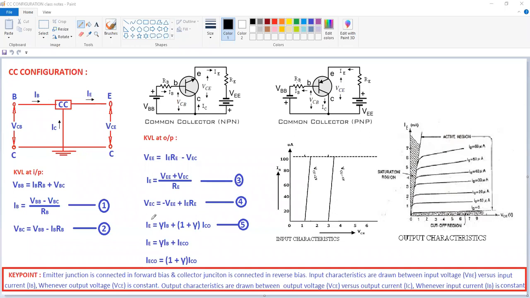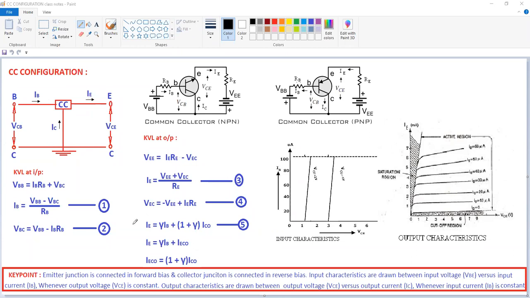Output current is IE, and here we are going to represent the gain with gamma. So output current is equal to the gain into input current. Input current for this is IB. So IB plus 1 plus gain. Gain means gamma into reverse saturation current IC naught.